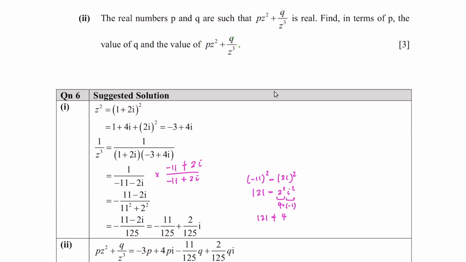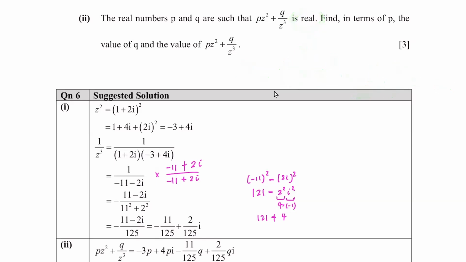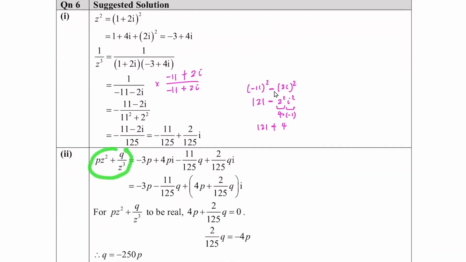Okay, so our goal is to find q. What do you understand by real? I think you know this already. It means purely real. So the imaginary part of pz square plus q over z cube is 0. Exactly. Good. So that's what we're going to do. How do you get the imaginary part? So pz square plus q over z cube. You can just sub in the z square and sub in the z cube. Maybe a nicer way to write it would be p times bracket z square plus q times 1 over z cube. They are the same, right?